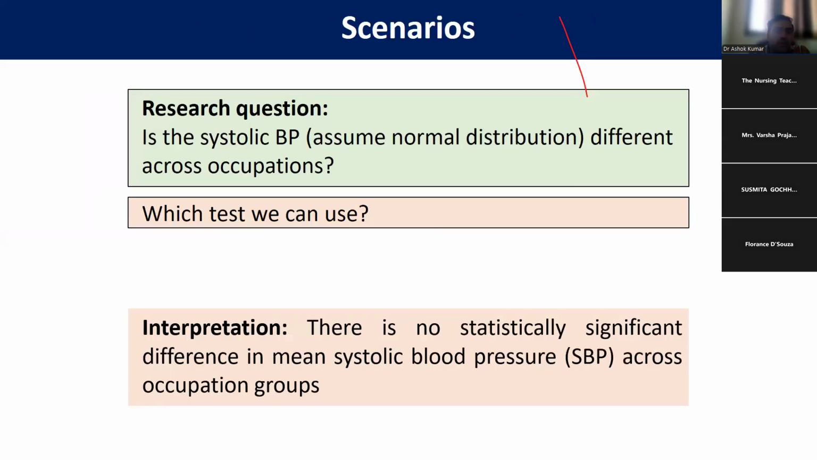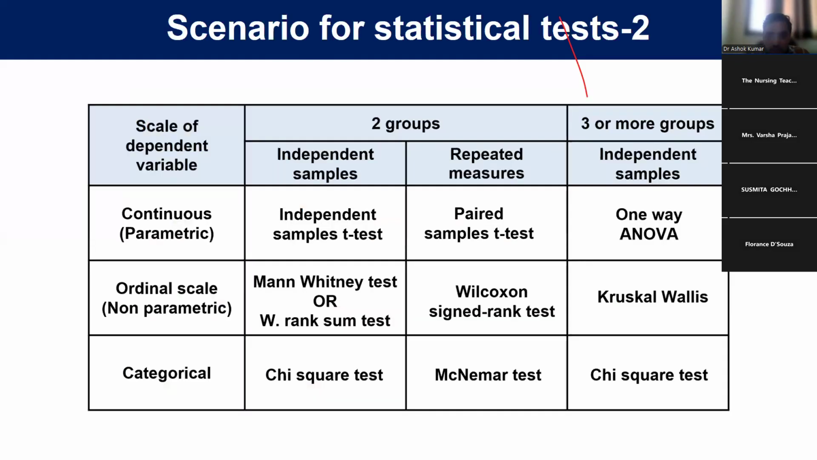Number two, this is ANOVA. Okay, so is the systolic BP, assume normal distribution, pre or post, whatever, different across occupations? And we know occupation has four categories. It means there are more than two groups, three or more groups. Okay, so which test can we use? So we have to see this.